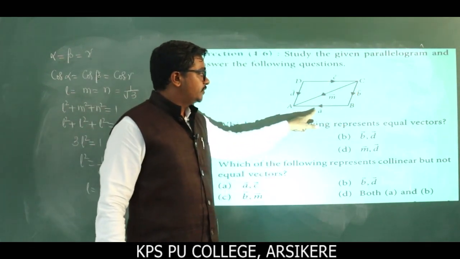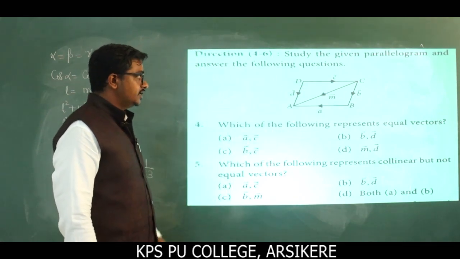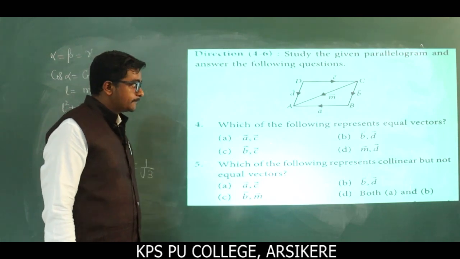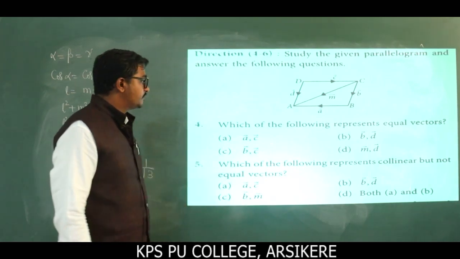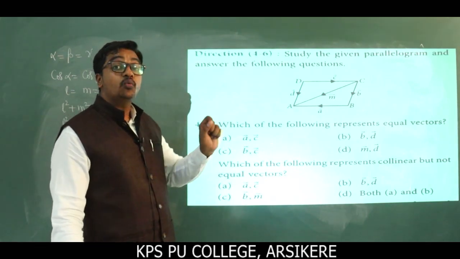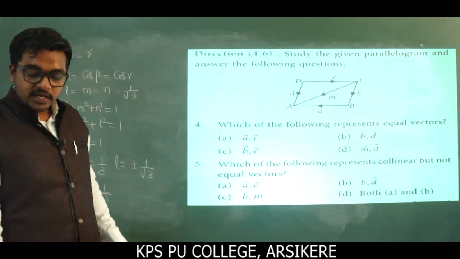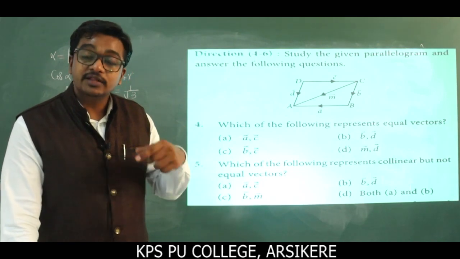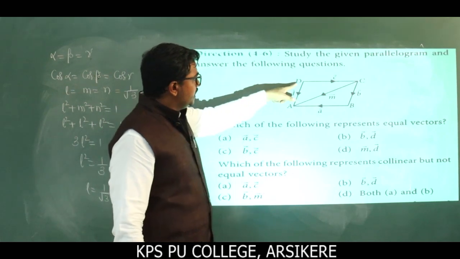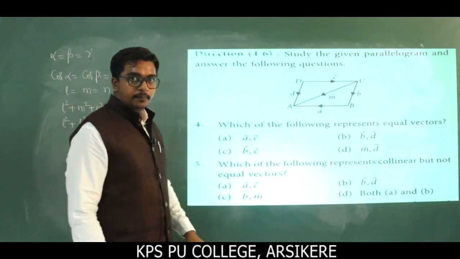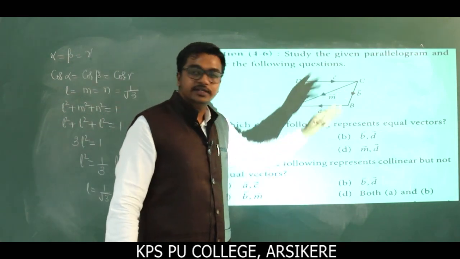Vector BA is here, vector CB is vector B, vector DC is vector C and vector DA is vector D, and vector CA is here. Let us first see which of the following represent equal vectors. Equal vectors means having the same direction as well as the same magnitude. Observe here, DC as well as AB are equal in magnitude, but they are in opposite directions. One is towards A, one is towards C.